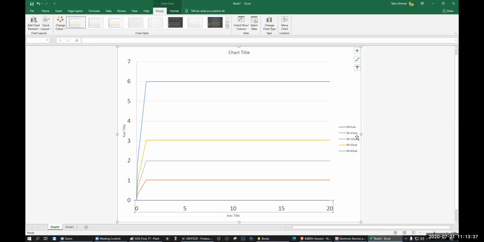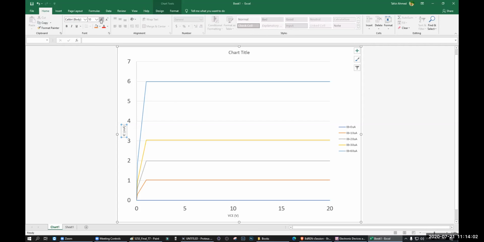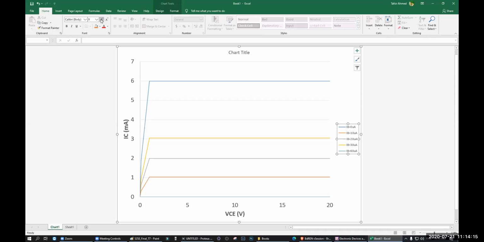So here you have a chart title. Here you have some legend. Which color is which, you can see there. And here you have axis title. Now this axis title will be what? IC in milliampere. Okay. This axis title will be what? VCE in volt. This one should be a bit bigger, 18. This one should be a bit bigger, 18. That's it. This one should be a bit bigger, 20 is enough. This one should be the output characteristics. What is the name of this characteristics?